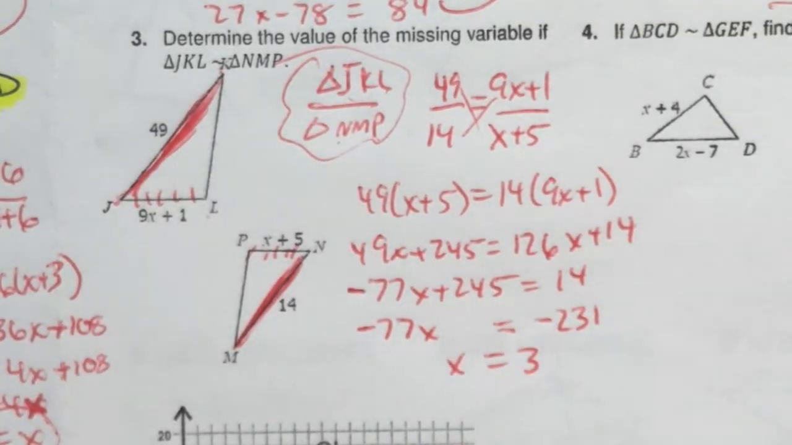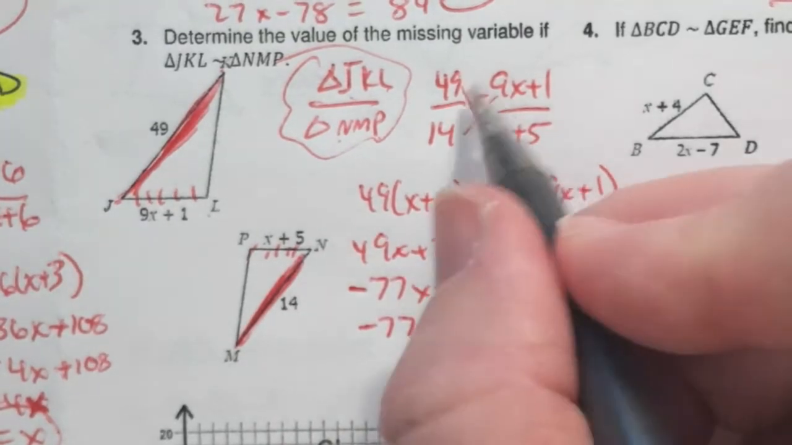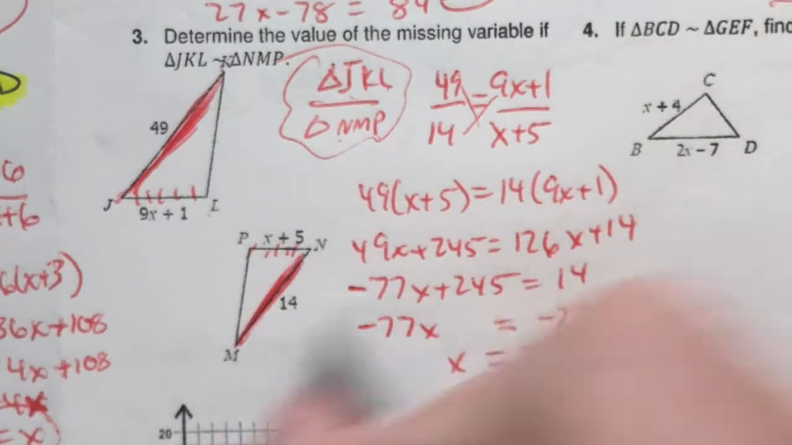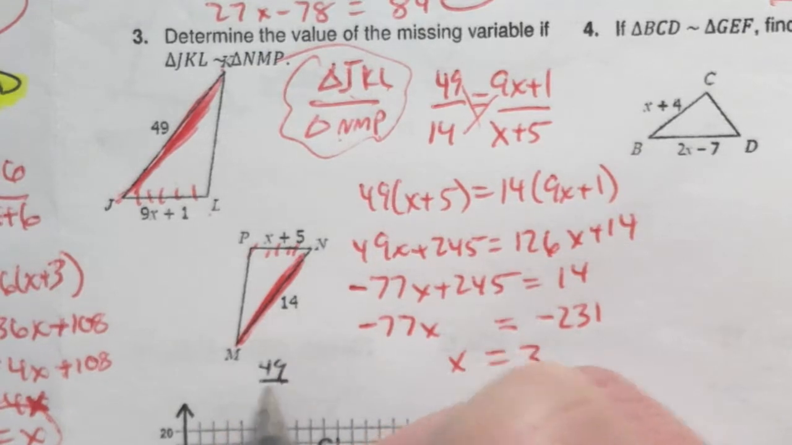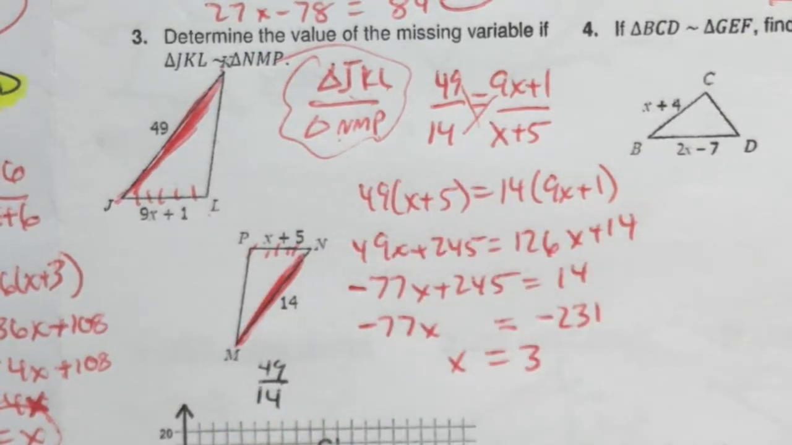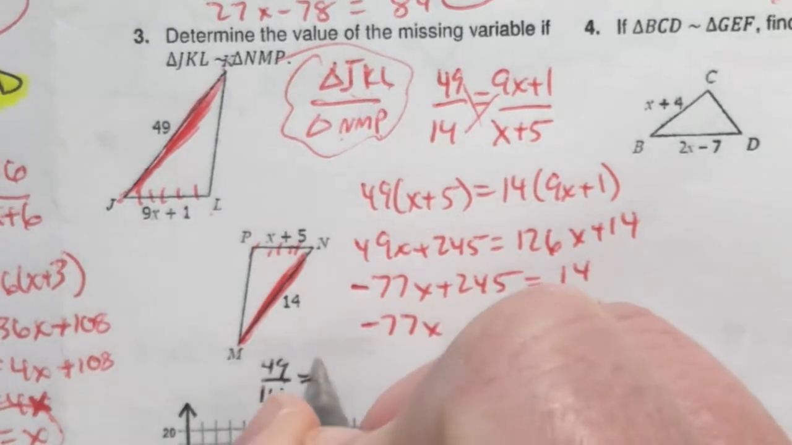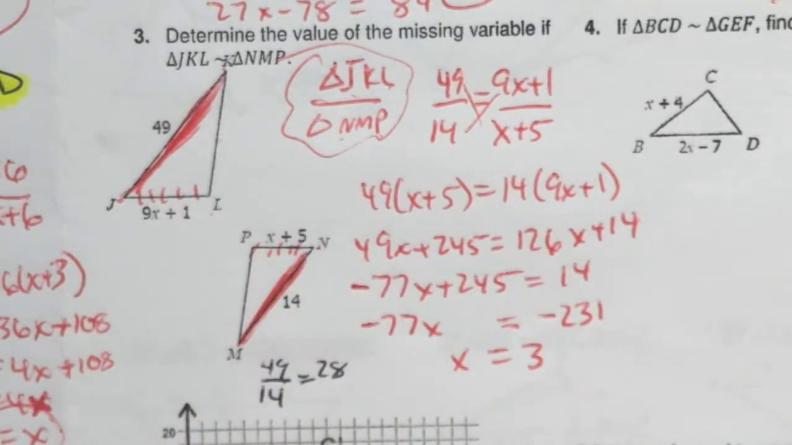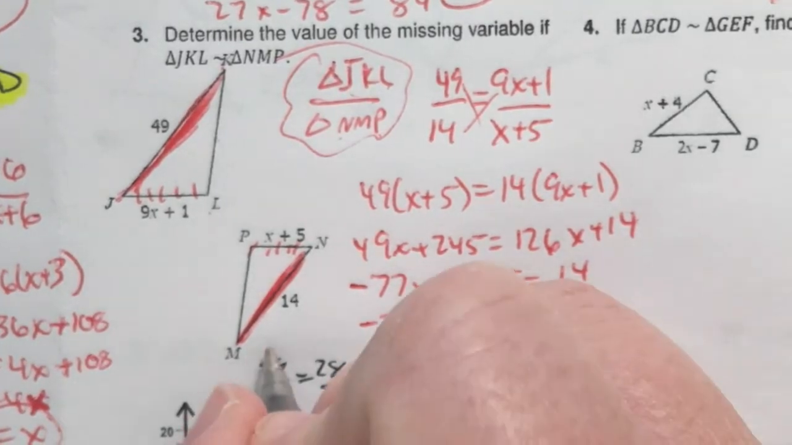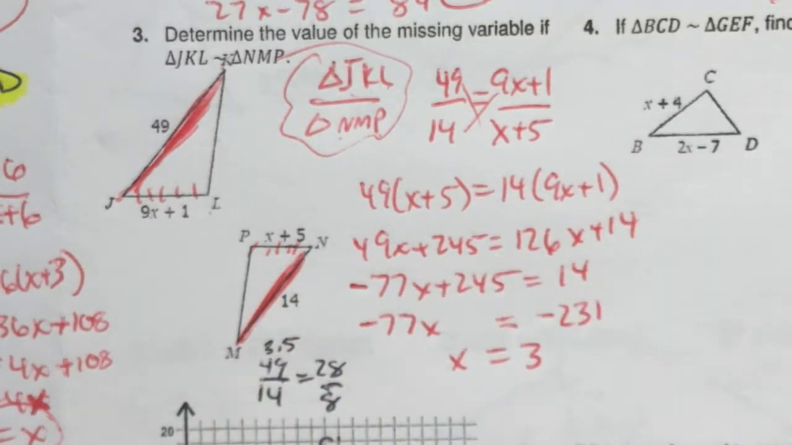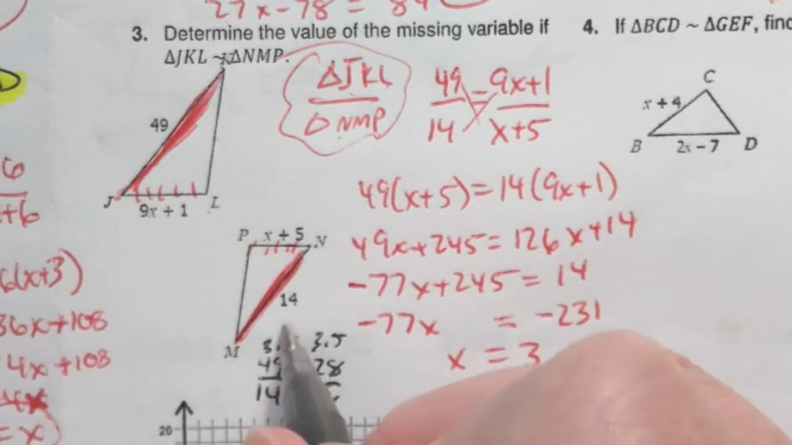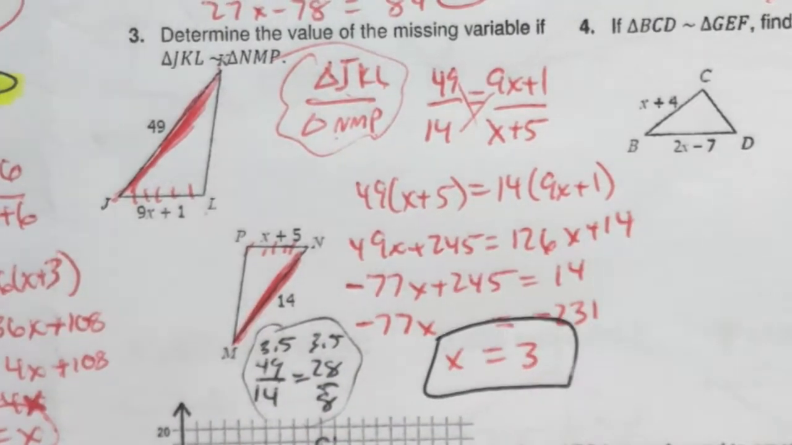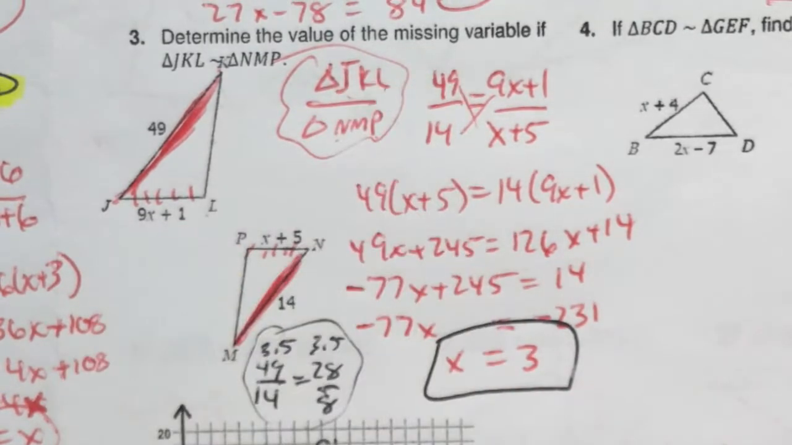Okay, and so I want to double check that I have this right. If I plug it back into the original, that would still be 49 over 14, and then 9 times 3 plus 1 would be 28, and then 3 plus 5 would be 8. All right, 49 divided by 14, that is a 3.5. 28 divided by 8 is also a 3.5. So that tells me that these two fractions are equal to each other. So that's telling me that this is correct. So x equals 3 is my final answer, and that's what they wanted.